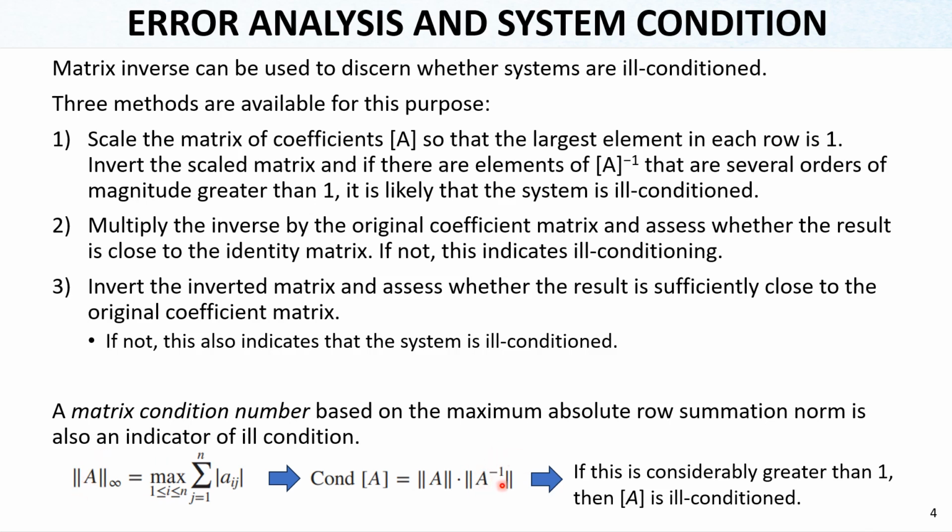So for this, apply LU decomposition, get A^-1. Then sum each row's terms and get the max. Multiply just these max values. It will give us a condition number. If this is very much larger than 1, then the A system is ill-conditioned. So this is a fourth way, actually. This is just the fourth method.